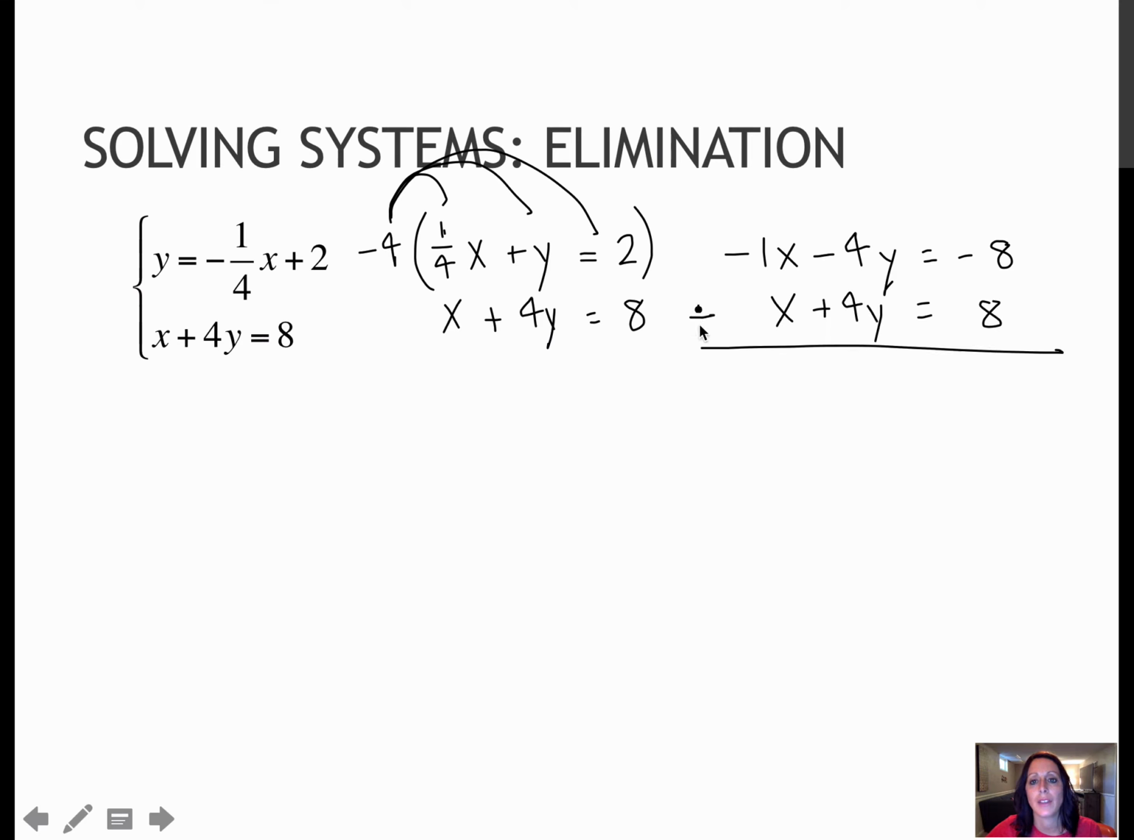And now I'm going to add the two equations together. Negative 1x plus 1x, those cancel to give me 0. Negative 4y plus 4y, those cancel to give me 0. Negative 8 plus 8, those cancel to give me 0. This is a true statement, which means infinitely many solutions. Just as we had found before, this is the one where the two lines were exactly the same.